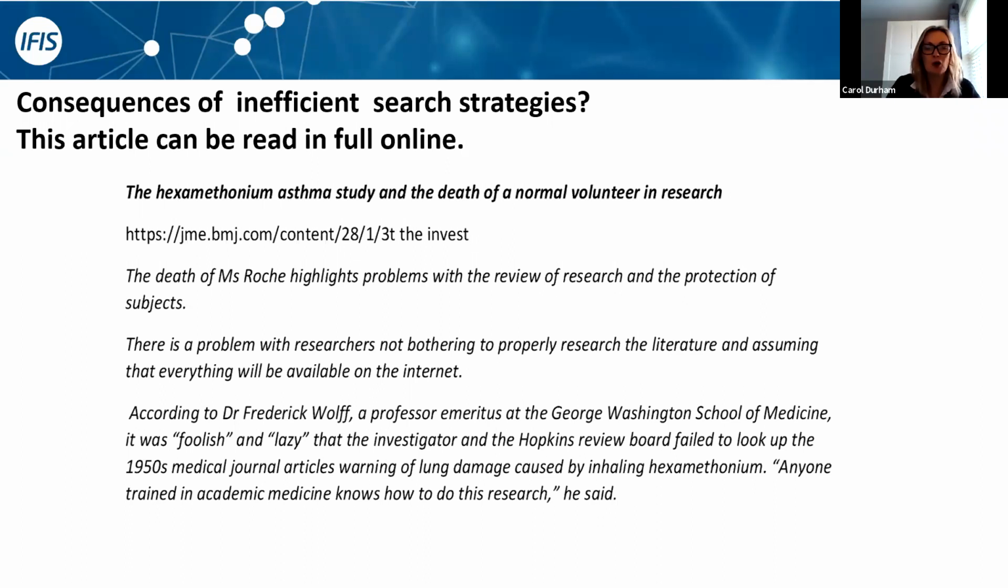One report looked at the way in which the team didn't go far enough back to find that one of the chemicals they were using in the research could actually cause this specific problem. And unfortunately, this did lead to the death of a young participant. So the consequences can be really, really serious. So it's so important to make sure that your searches are efficient and comprehensive.